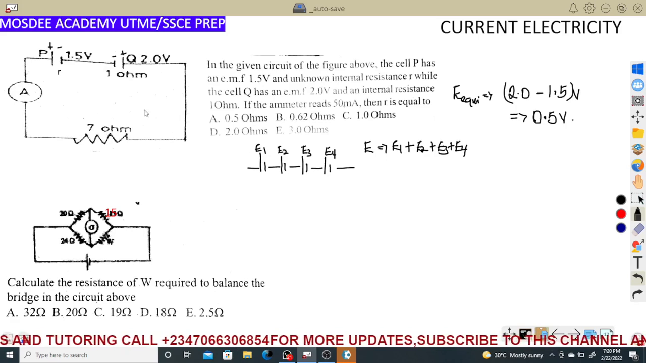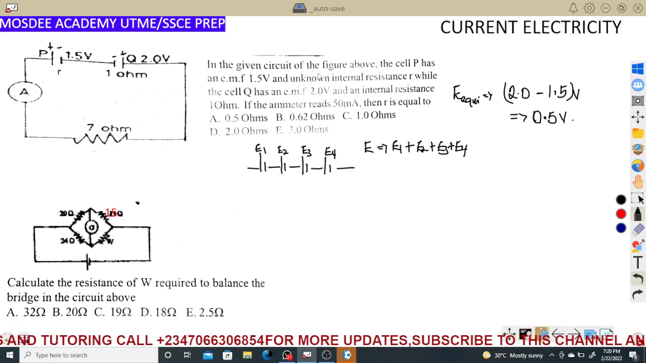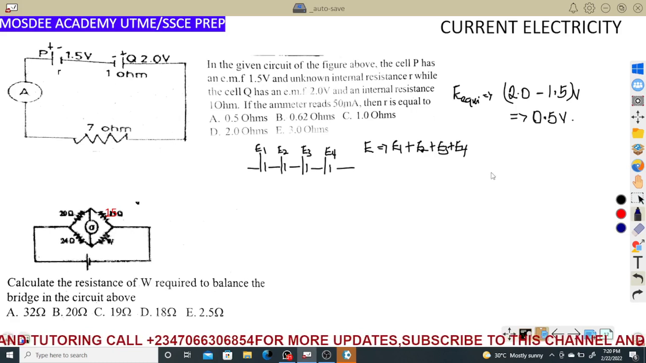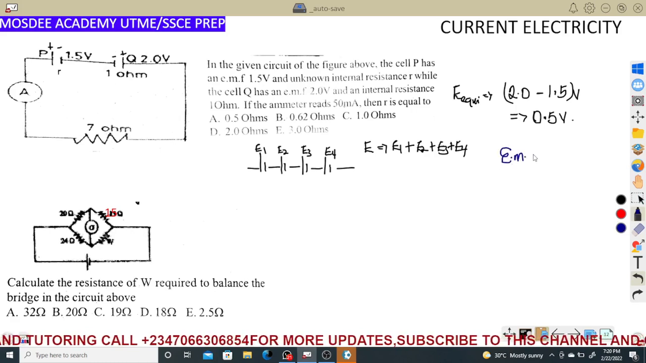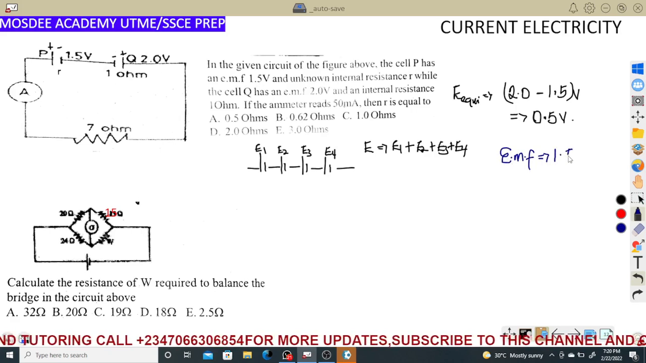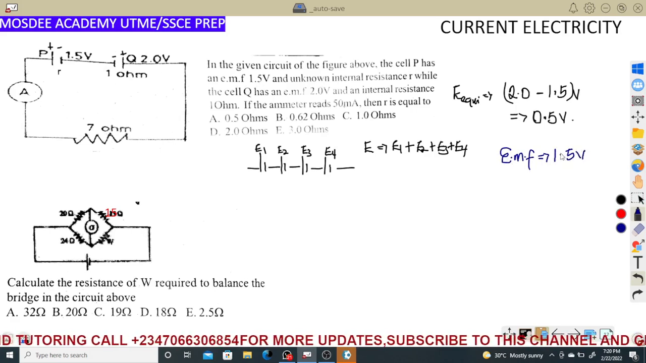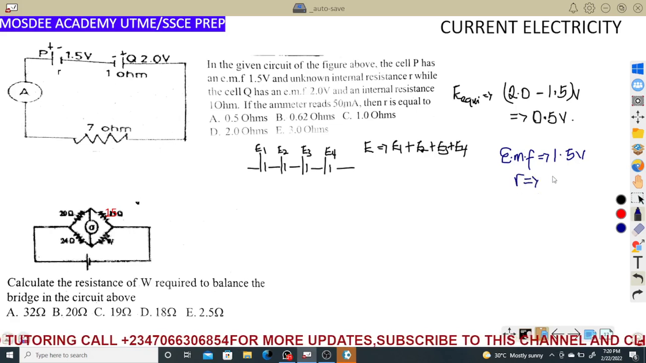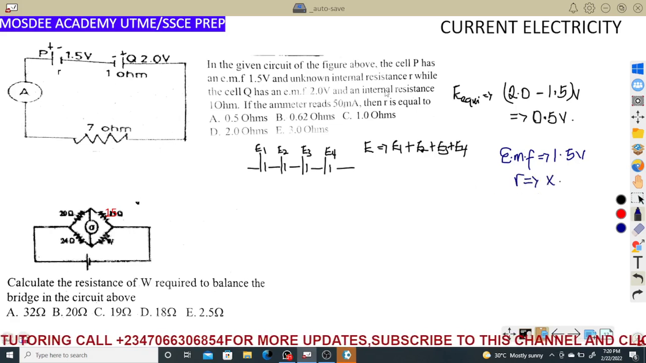So now, the next thing is just to read through the question. In the given circuit of the figure above, the cell P has an EMF, let's write down, of 1.5 volts, and an unknown internal resistance. Internal resistance r, let's call it X for now. Teachers love using X because it is unknown.